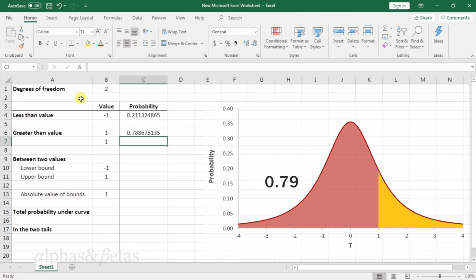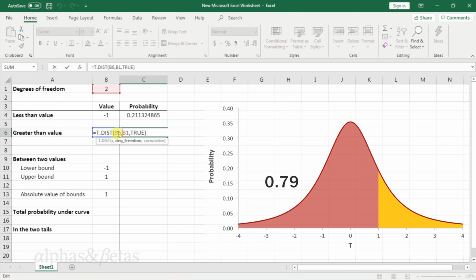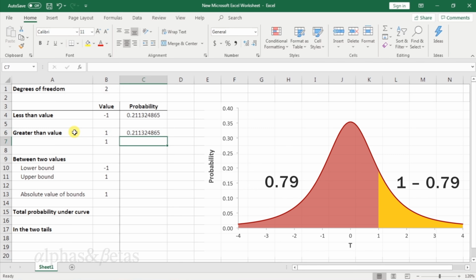However, the total probability under the curve is 1. So to get the probability of getting a value greater than 1, calculate 1 minus the probability of getting a value less than 1. The updated output tells you that the probability is 0.21. A sense check tells you that this is correct because the distribution is symmetrical around the center, and 1 is the symmetrical point to -1.